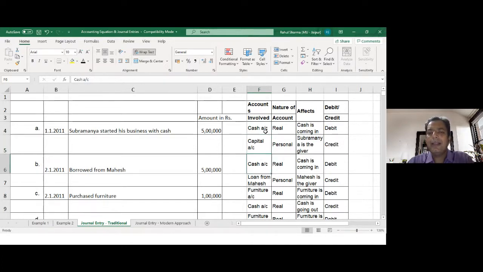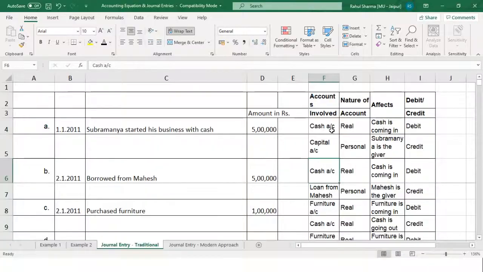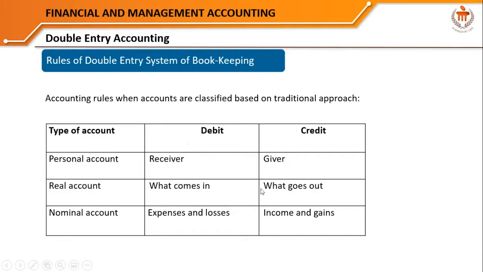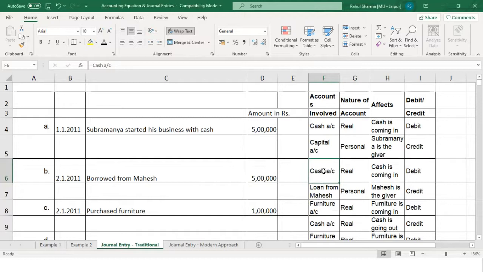We move next, and you'll get more clarity as we proceed further with the number of transactions and examples. So borrowed from Mahesh, again cash comes in. We have seen that cash is a real account, and the real account says debit what comes in, credit what goes out. So is cash coming in or moving out? Cash is coming in. If cash is coming in, I'm supposed to debit it, or write it on the debit side. So I say cash account debit.